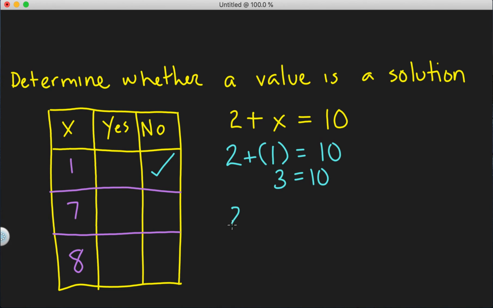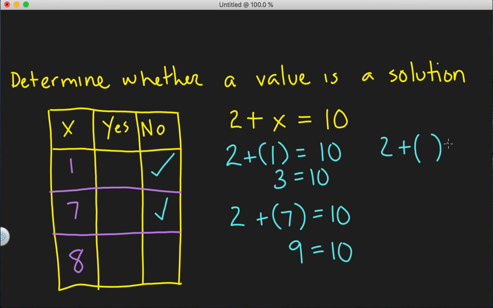I'm going to do it again for the 7. 2 plus x is equal to 10, plugging in the 7, and I get 2 plus 7 is 9 equals 10. So that tells me that 7 is not a solution either. Last one to check, 2 plus x equals 10. I plug in the 8. 2 plus 8 is 10. So we get 10 is equal to 10, which is true, which tells me that 8 is the solution.